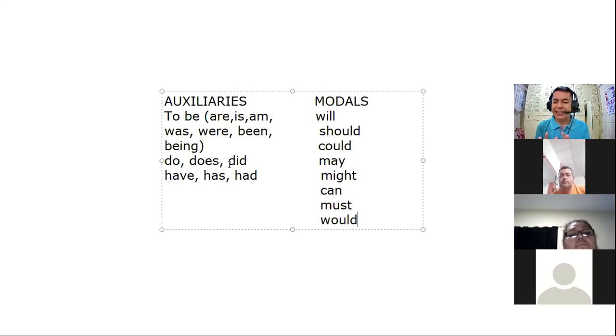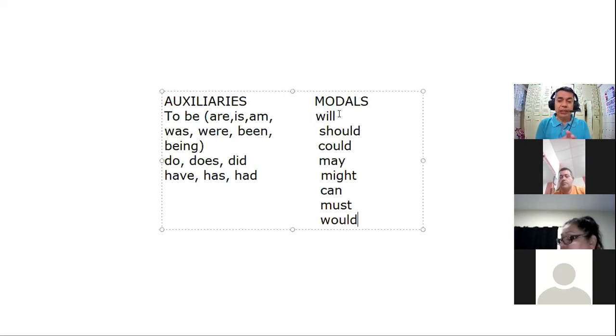are very general, right? For example, the verb to be is about be, right? Ser o estar, right? O yo soy o yo estoy. Simple like that. Do, does, and did talk about all the actions in present and in past. And have, has, and had are for the perfect form, right? La forma perfecta. Now, in modals, this is very specific.